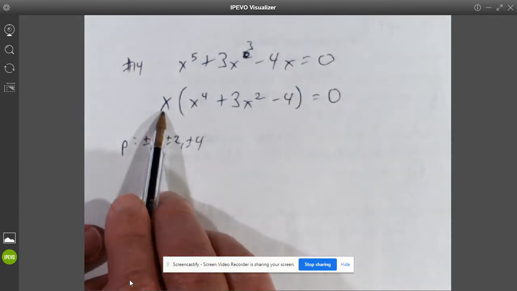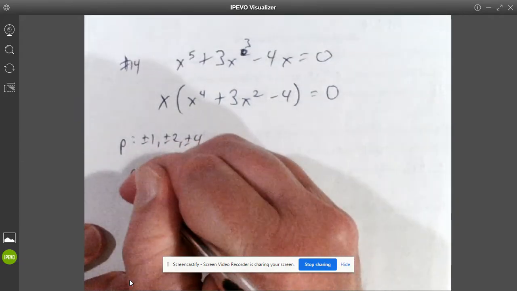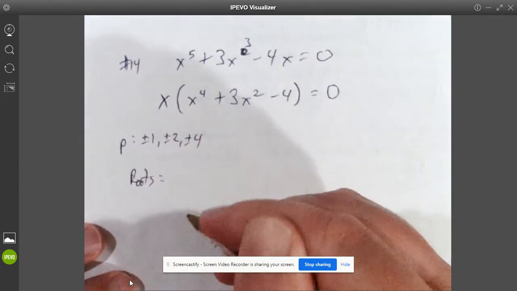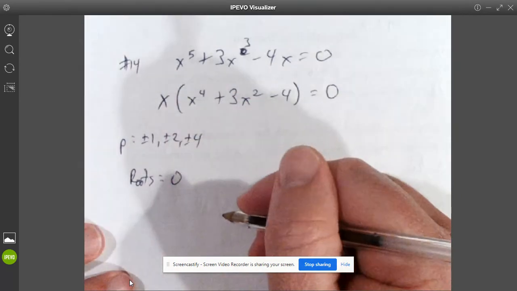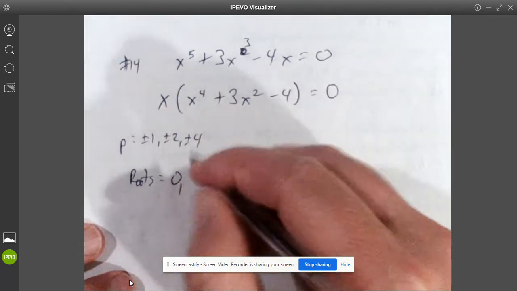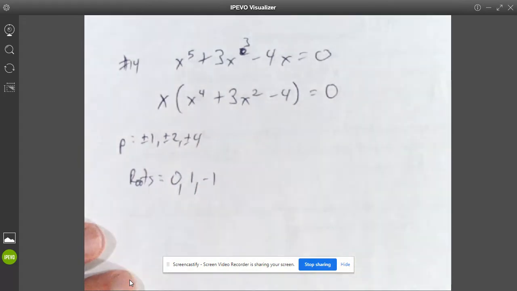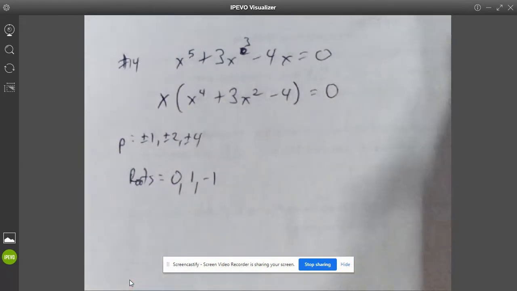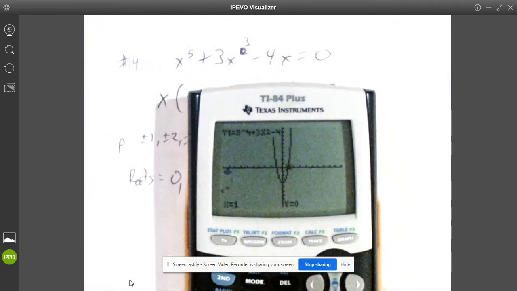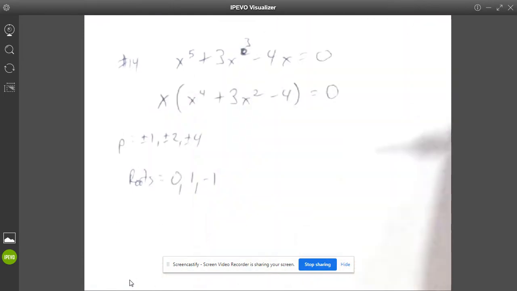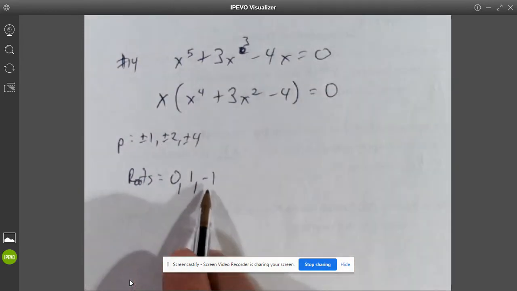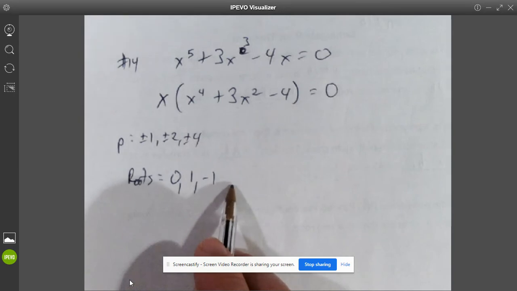So actually 3 of my roots. One of my roots is at 0. Let's start making a list, and then we'll check it twice. One of my roots is at 0. One is at +1, and one is at -1. But I can see here there aren't any more real roots. So I was expecting 5. I've only got 3. That means my other 2 roots must be imaginary.